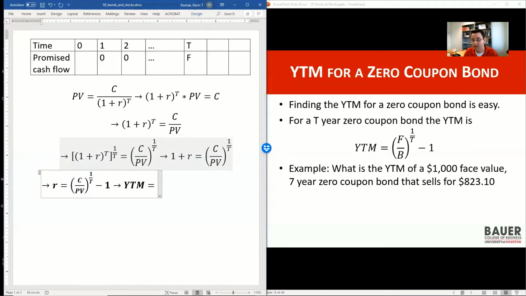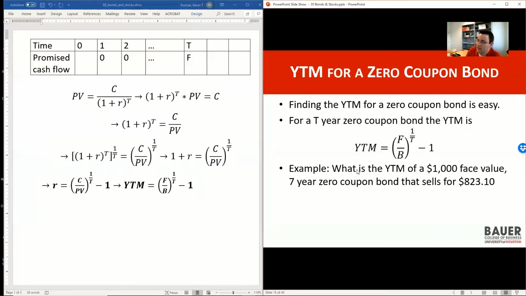It's just the yield to maturity is equal to the cash flow, F, divided by the price of the bond, which is the present value of those cash flows, raised to the 1 over T power minus 1. Okay, so if you're looking at a zero coupon bond in the bond market, you know the promised cash flows, you know the price, so you should be able to solve for the yield to maturity. So here's an example. What is the yield to maturity of a bond that has $1,000 principal amount face value? Zero coupon bond, it matures in 7 years, and it's currently selling for $823.